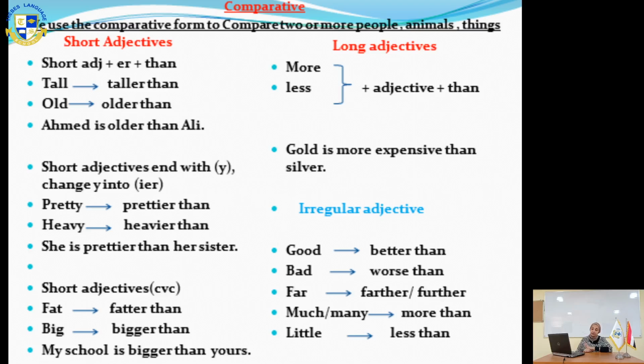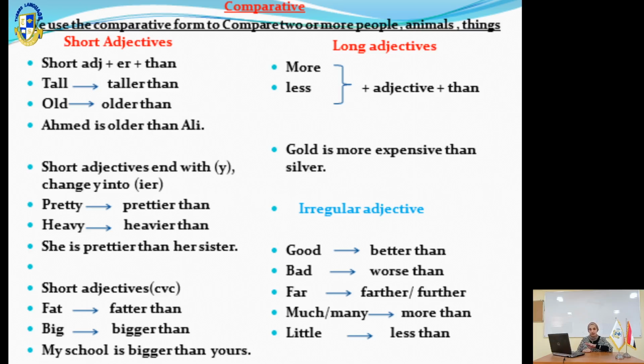We have some adjectives which we call irregular. What does irregular mean? It means that they are not the same. We don't deal with them as the short adjective or the long adjective. Okay, what we do? We change it completely. For example, here we have good. I can't say gooder than. So what do we have to do? I have to say better than. So you have to keep them by heart. Good should be better than. Bad should be worse than.